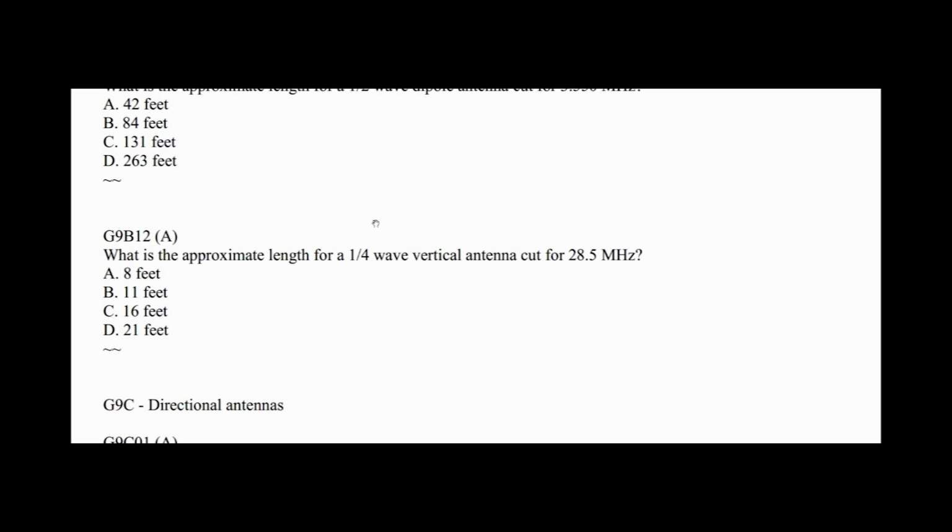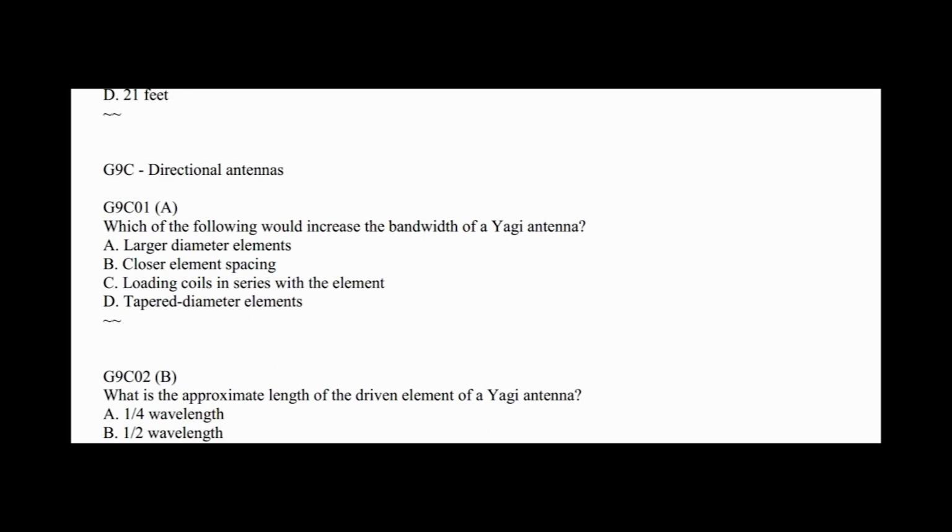G9B12, what is the approximate length for a quarter wave vertical? Now we're talking about quarter wave this time, cut for 28.5, so that's 10 meters. Even though I hate to say it, think of a CB whip. A CB whip is about 8 feet long. If you put a mobile antenna on a car, the whip needs to be about 8 feet long. So the answer is 8 feet. And again, a quarter wave on 20 meters is 16 feet. Going to 10 meters would be half that much, 8 feet.